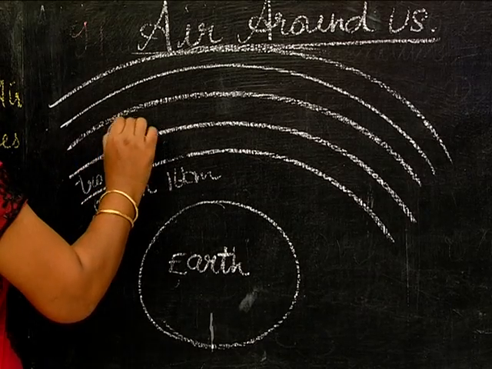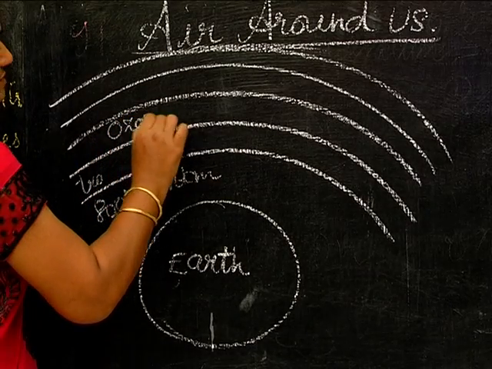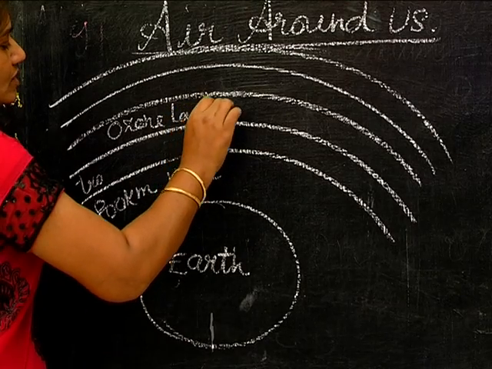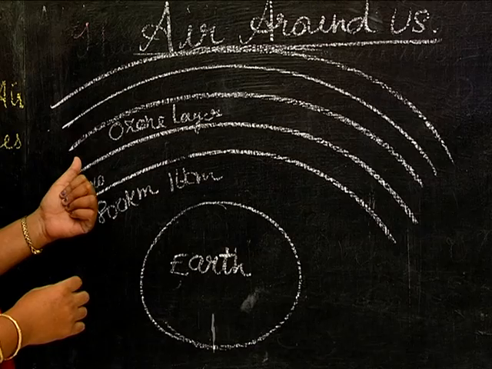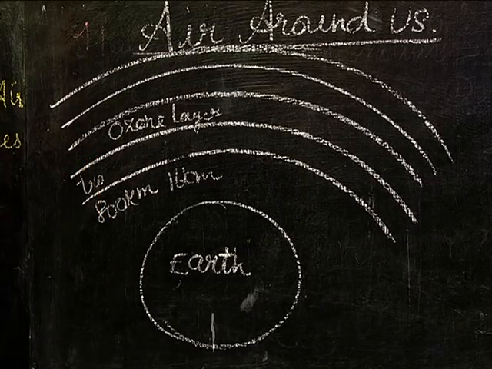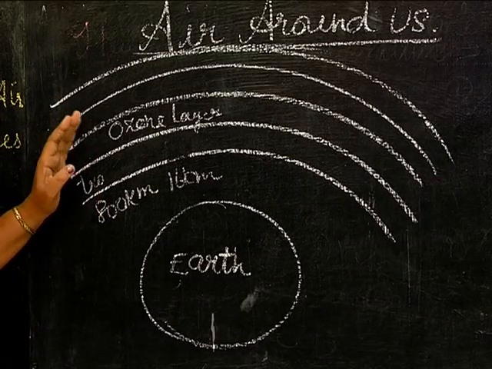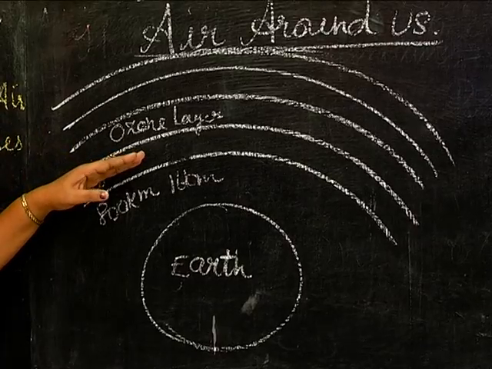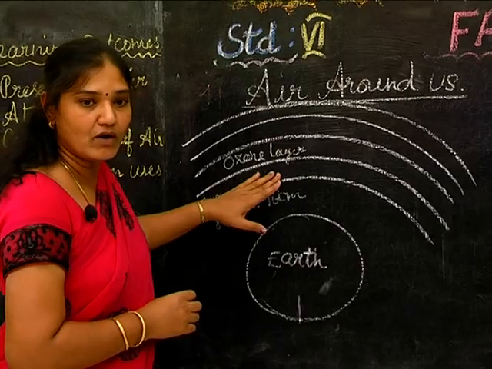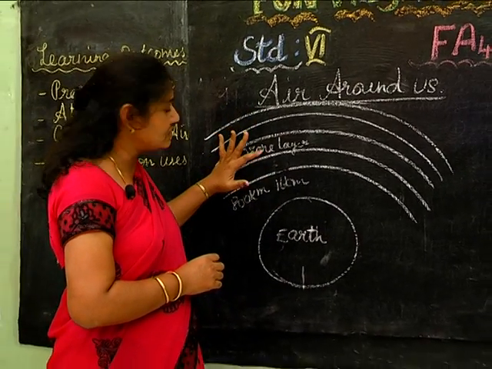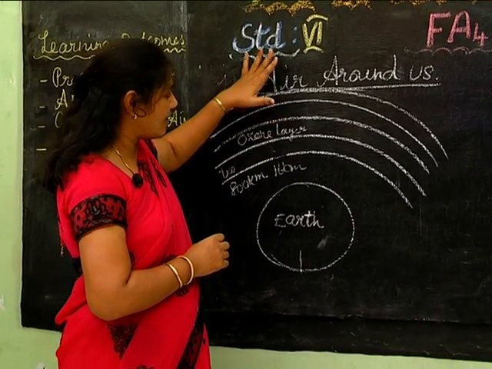That ozone layer is present in the layer called the stratosphere, which is next to the troposphere. So actually, the availability of air becomes very much less when we go higher up.